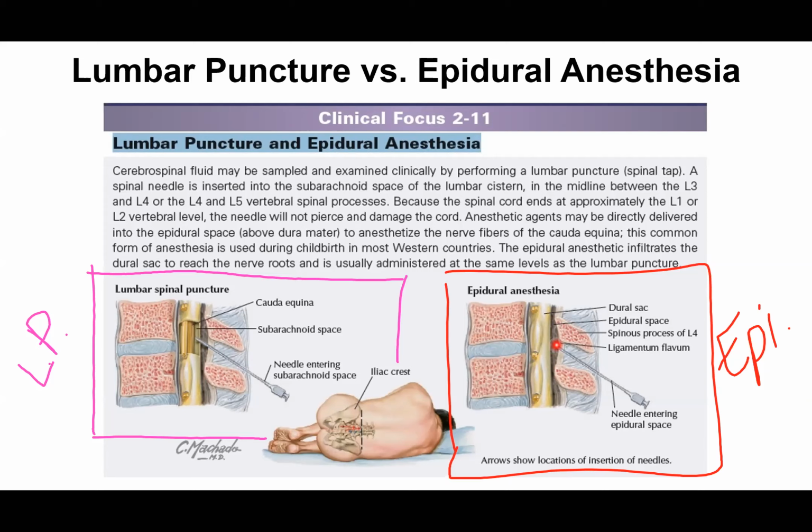All right, so usually both of them are administered at the same level. So usually they're both administered between L4 and L5, but the degree to which the needle enters is different. The needle goes deeper for a lumbar puncture than for an epidural. Okay, and they really serve two different purposes.